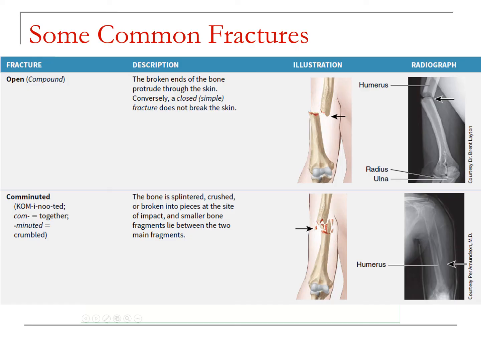Impacted type of fracture: one end of the fractured bone is forcefully driven into the interior of the other, as you could see here in this picture. Driven forcefully into the interior of the other. Ouch.